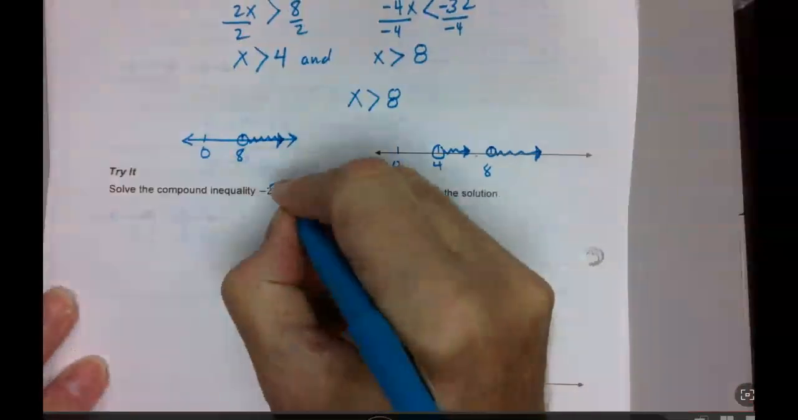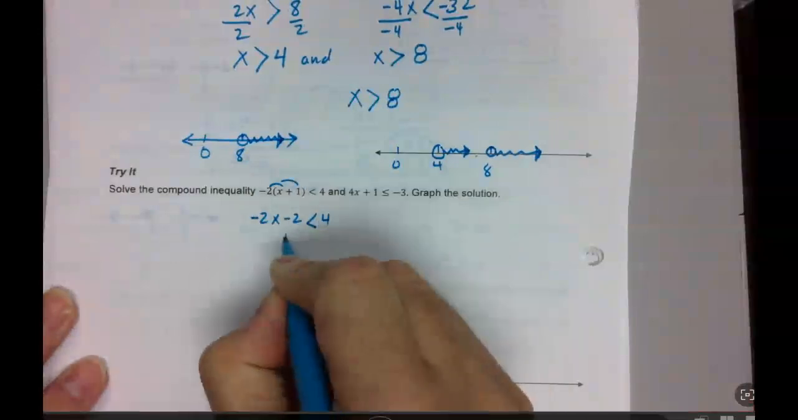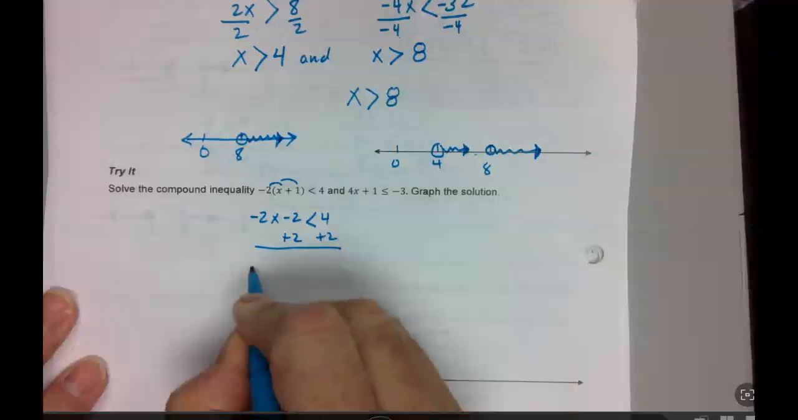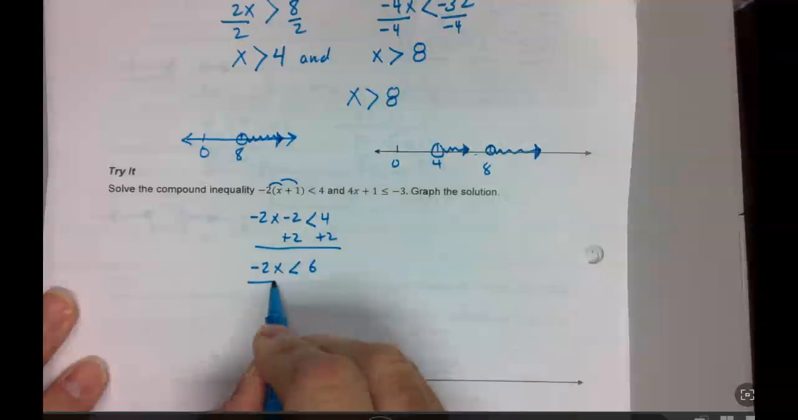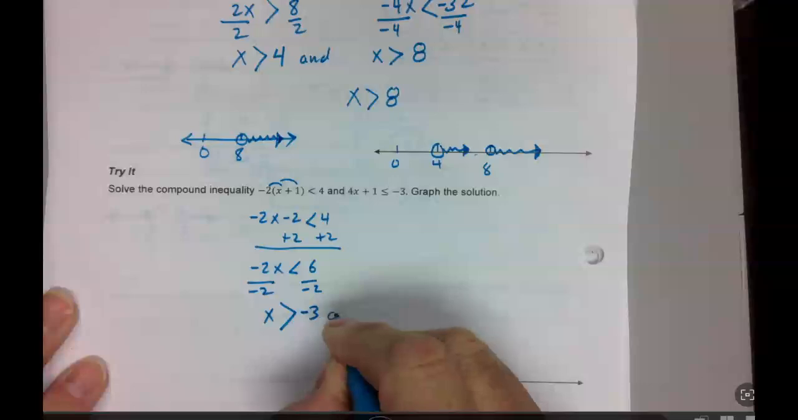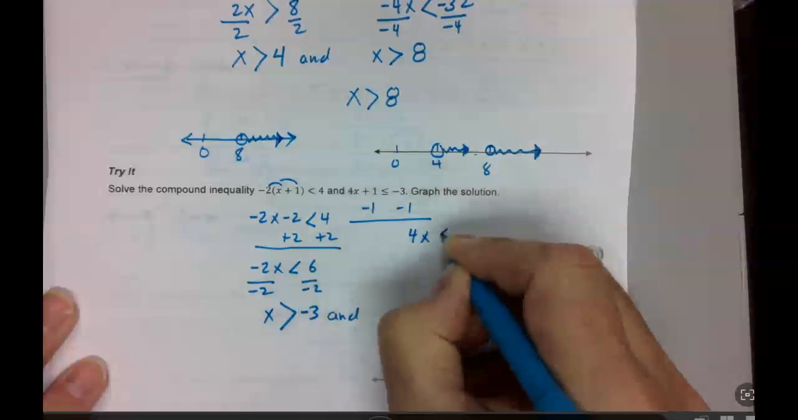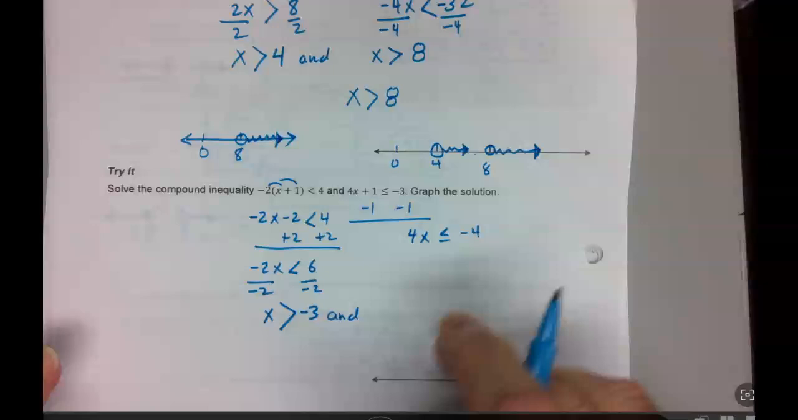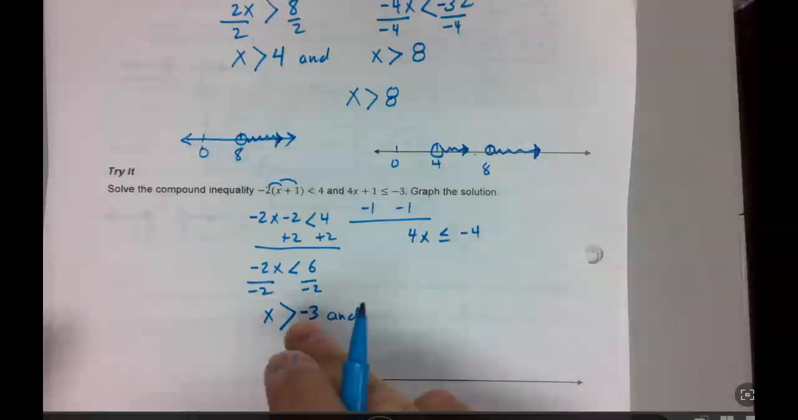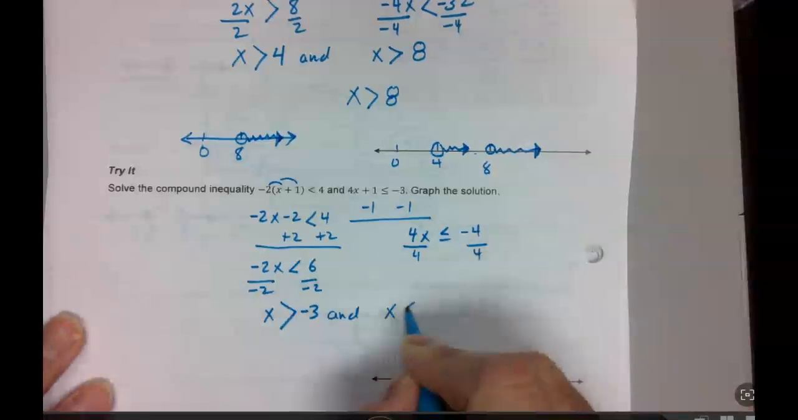Okay, so we distribute. Add 2 to both sides. Okay. Divide by negative 2, have to reverse the inequality. Subtract 1. And always feel free to pause the video and work a little bit ahead and see it, then watch me do it and see if you're doing it correctly. That's a great way to learn.